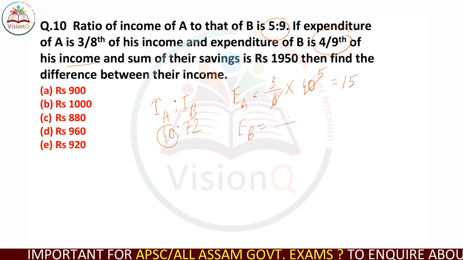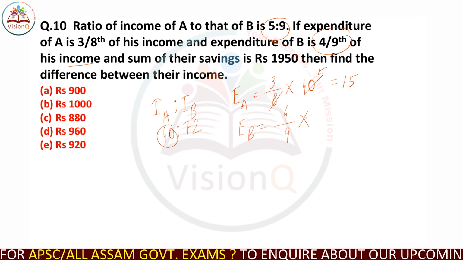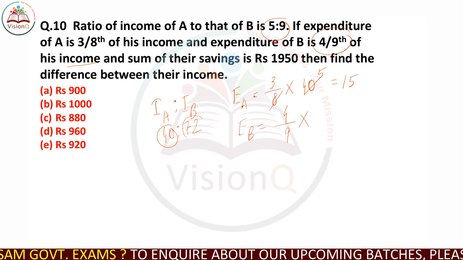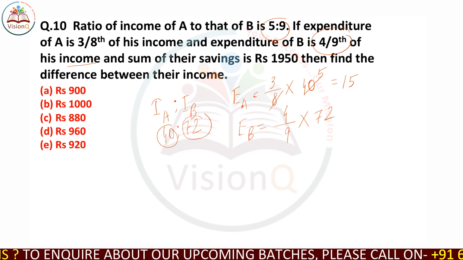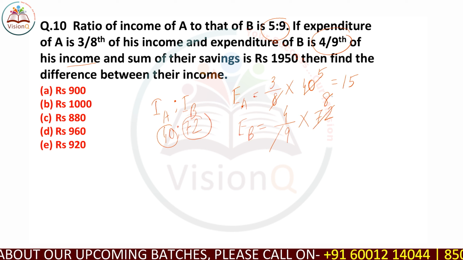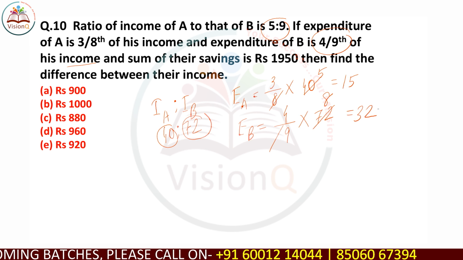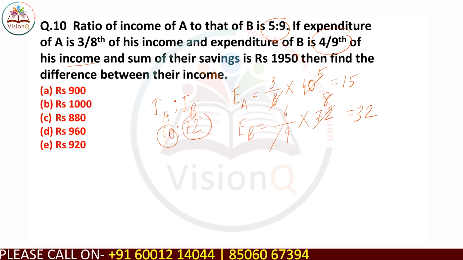The expense of B is 4 by 9 of the income of B, which is 72 as per ratio. So 9 8s are 72 and 4 8s are 32. So I have found out the incomes of A and expenditure of A, also the income of B and expense of B as per ratio.